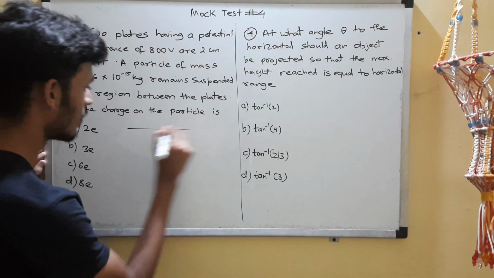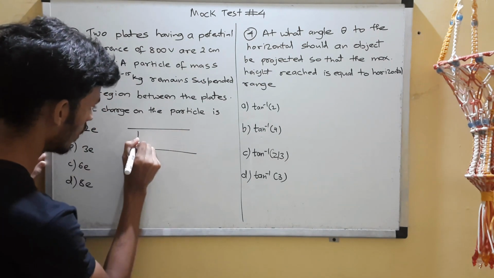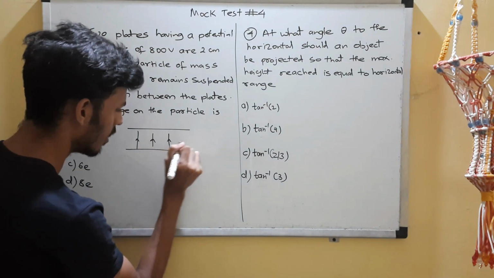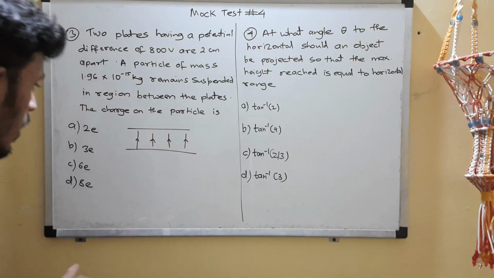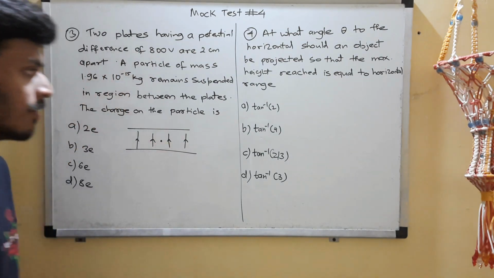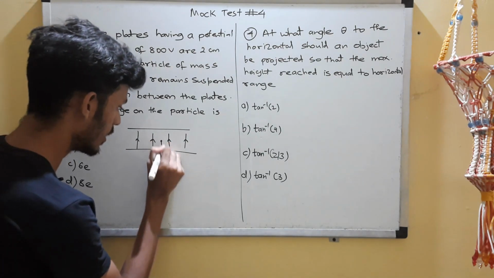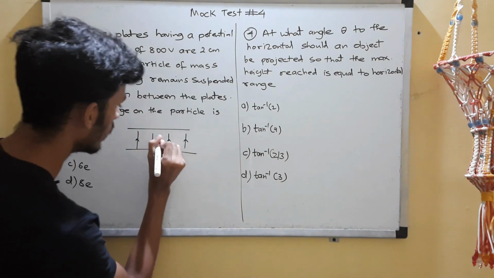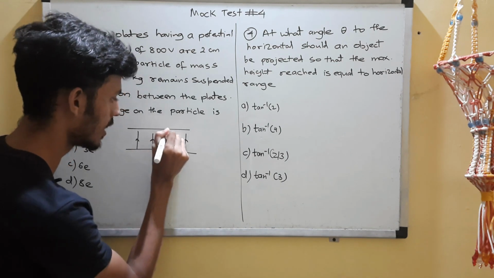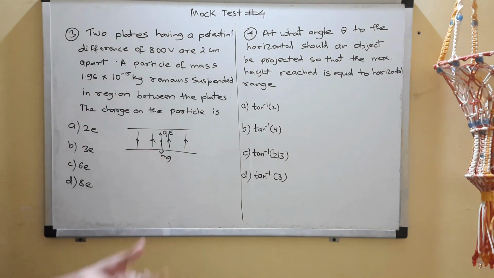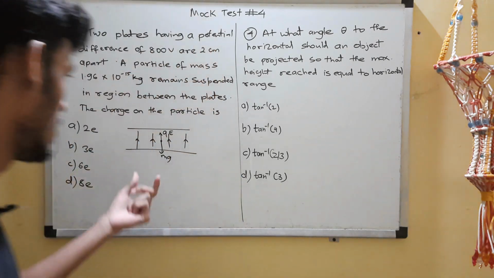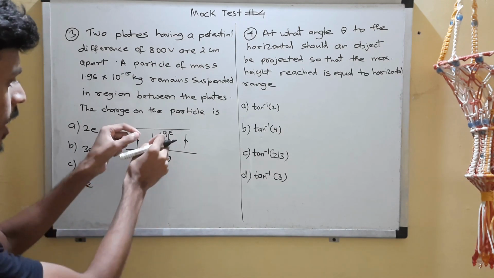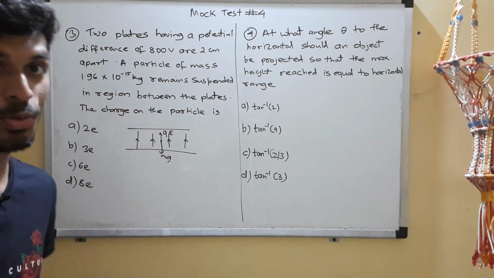So let us imagine this first. It's actually very simple. The plates are at a potential difference of 800 volts, so of course there is a uniform field between them. Here we have a particle with some charge, which we don't know and have to find. Its weight mg is acting in the downward direction towards the center of the earth. And here the electric force QE is balancing it. That is why it is remaining suspended. So basically you'll have to equate mg and QE, because the particle is suspended, so its weight is balanced by the force due to the electric field.